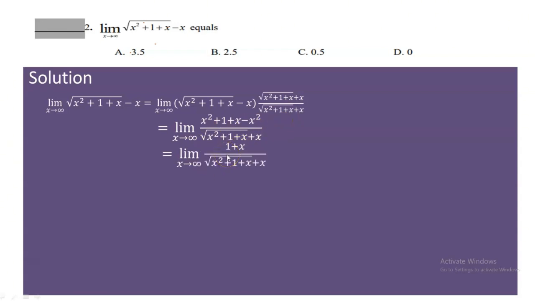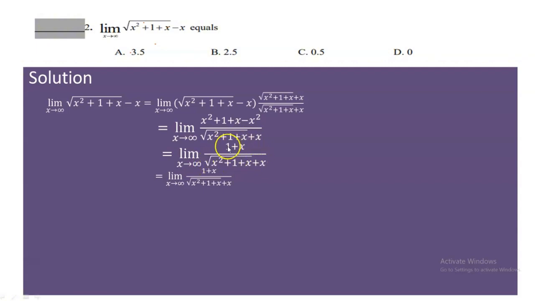Now from this, you can simplify x squared by x squared, and then 1 plus x comes, and the square root of x squared plus 1 plus x follows. Now look here, student, the numerator has degree 1, so here also we have degree 1, even though degree 2 looks like the degree of the denominator. It's not like that because it's under a radical.